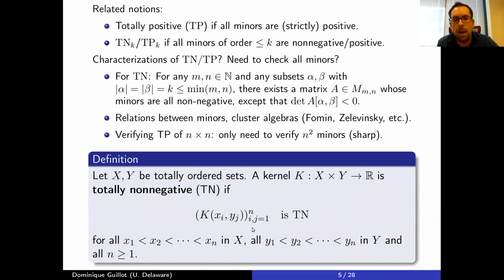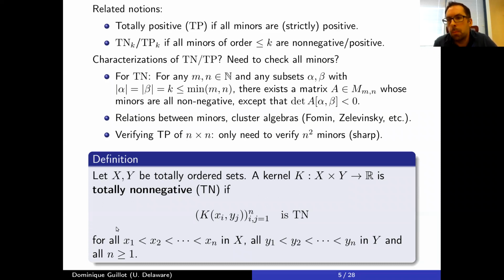So whenever I form a matrix using the kernel, you pick some points x_i, you pick some points y_j, and then you form this matrix K(x_i, y_j). I want it to be totally non-negative for any choice of the x's, any choice of the y's, and any n bigger or equal to 1.